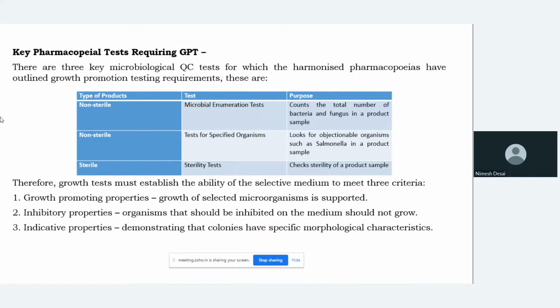Why is it required? Because in the pharmacopoeial reference, there is a chapter, test for specified organisms. In that, we are challenging different microorganisms like Escherichia coli, Pseudomonas, Salmonella, etc. Considering the specific microorganism, there is a specific media available. So by utilizing that specific media and doing these different activities like inhibitory, growth promoting, and indicative, based on that, we conclude the results on the drug product, whether the pathogenic organism is present or not.